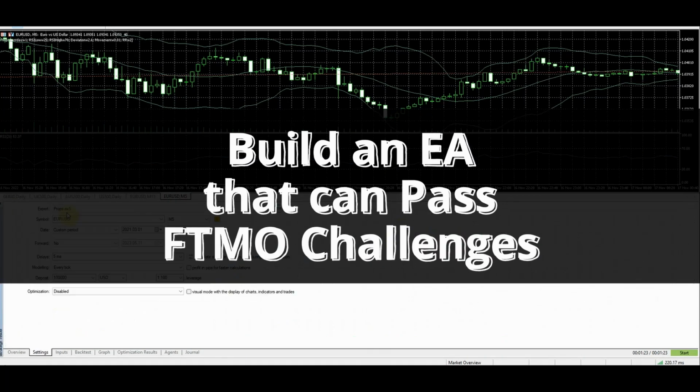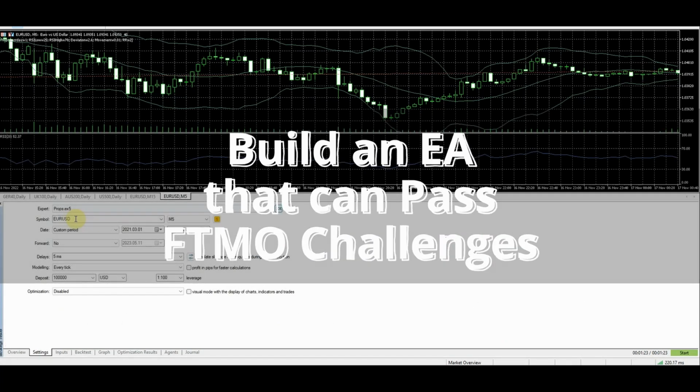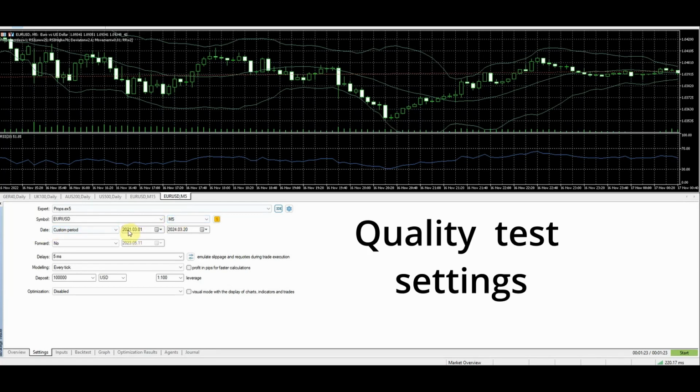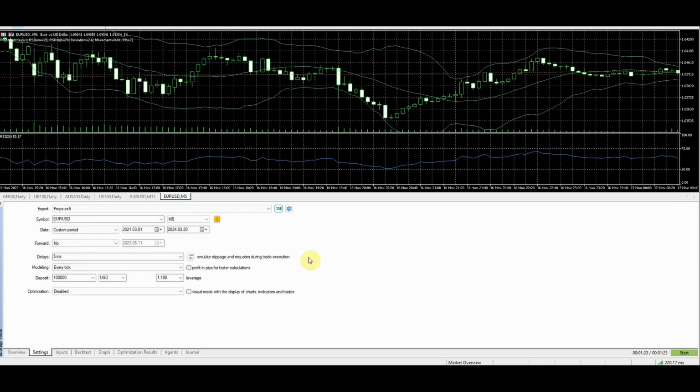Let's dive in. I've run this test on the EURUSD. It's a 5-minute chart using a custom period over the last 3 years. No forward testing, a delay of 5 milliseconds, which is around what I can get on a VPS. We're modeling every tick. We've got this unchecked because we don't want to calculate profit in pips, because it skews the data heavily in favor of the trader.